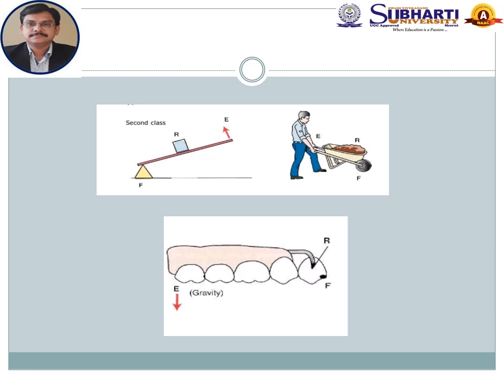This is the example of class 2 lever, or lever of second class. So what is the change here? The change is that the fulcrum is not in the center of resistance and effort. The fulcrum is at the end, and here the resistance is in between the effort and the fulcrum. So just by changing the position of the fulcrum from the center to one end, we can convert the class 1 lever into a class 2 lever.